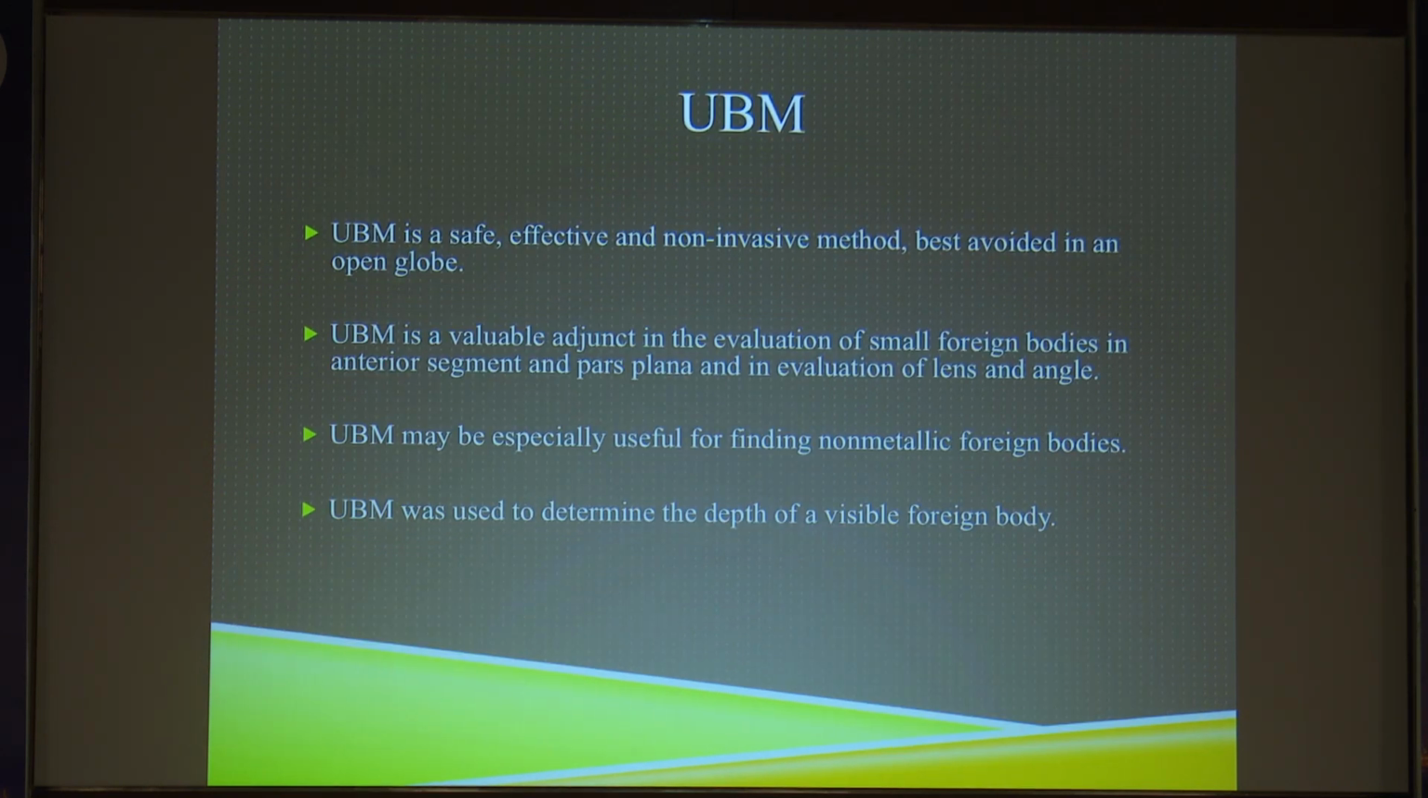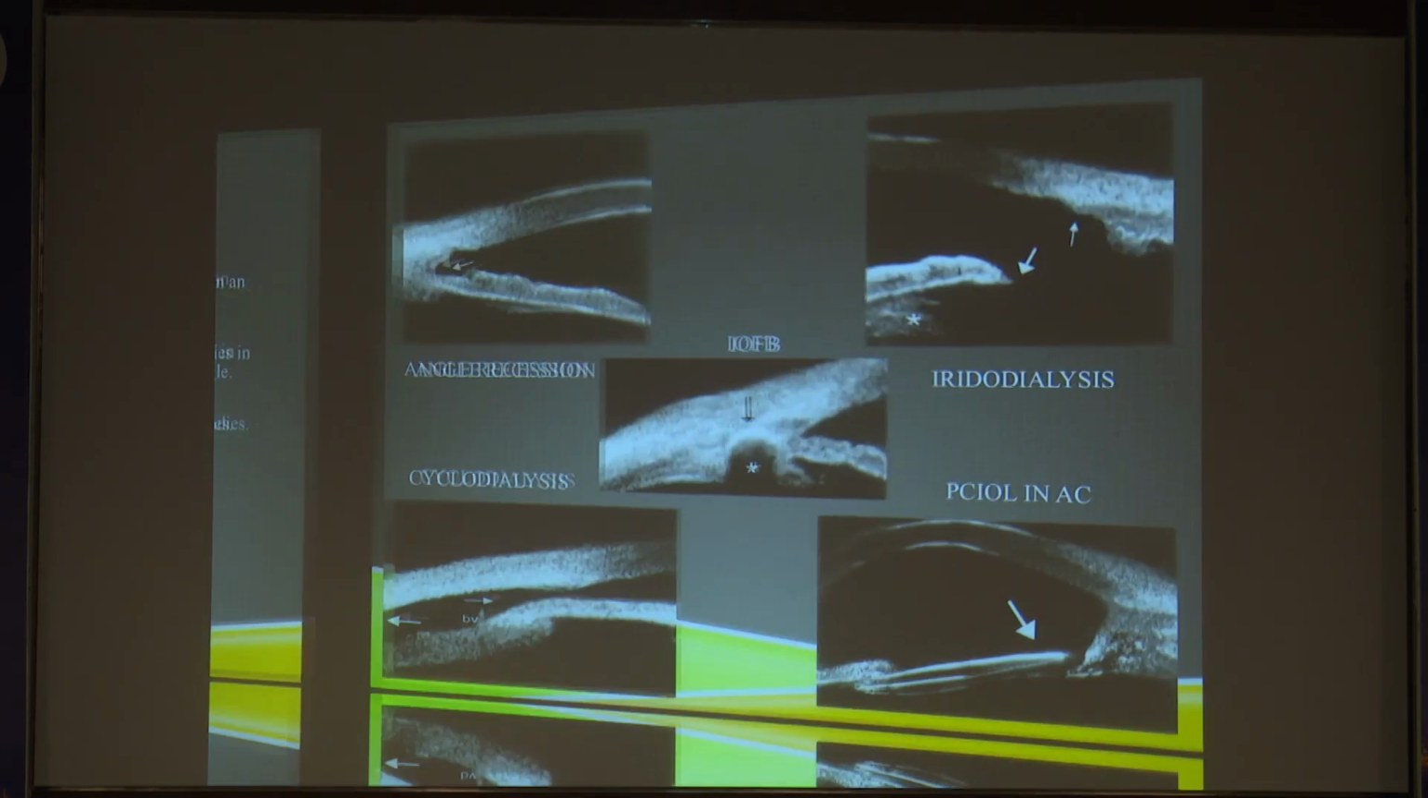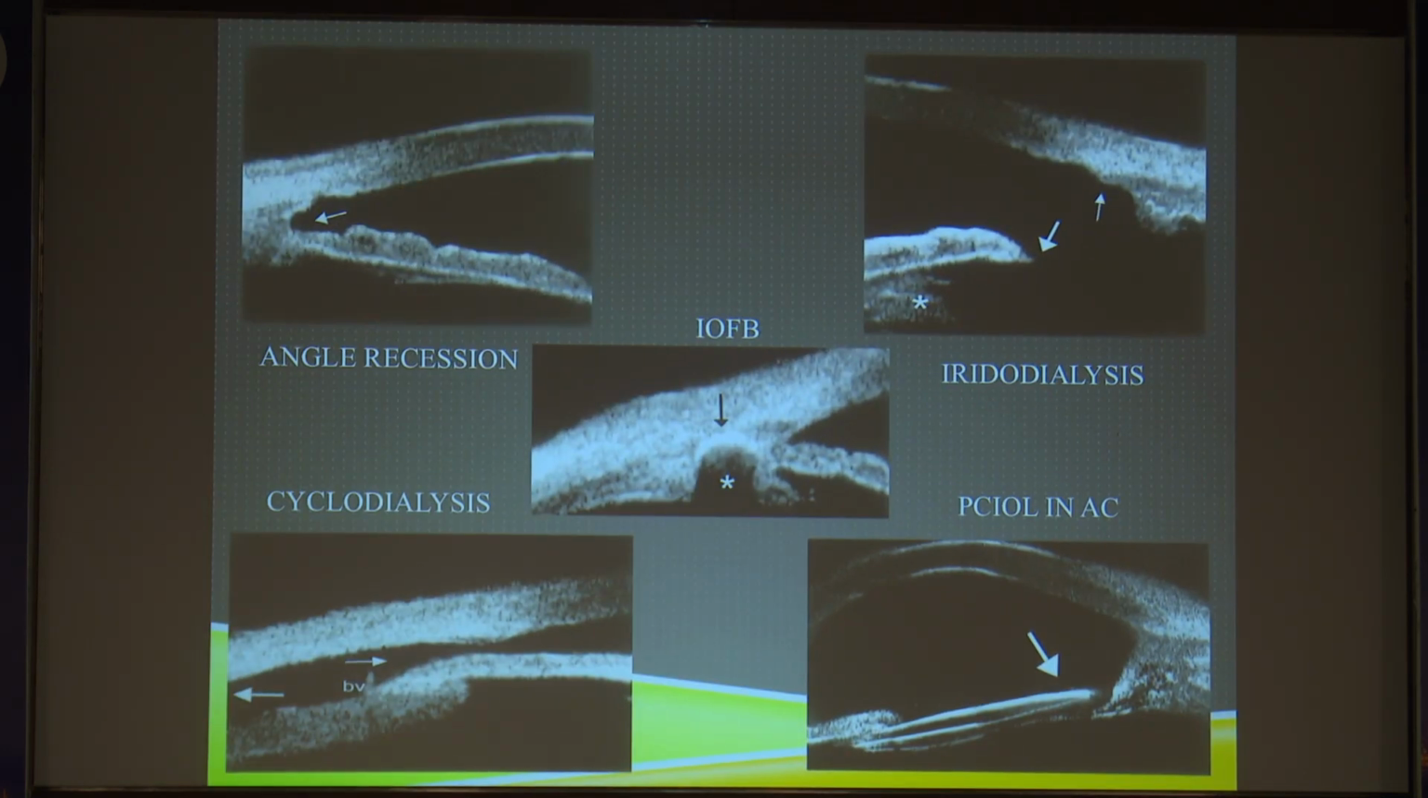The next important and effective way of seeing, and a non-invasive method, is again UBM, but it's a valuable adjunct in the evaluation of small foreign bodies which are mainly in the anterior segment and the pars plana, and in evaluation of the lens and the angle. It may be especially useful for finding non-metallic foreign bodies and also used to determine the depth of a visible foreign body. So UBM again gives you an idea whether there is evidence of angle recession or not.